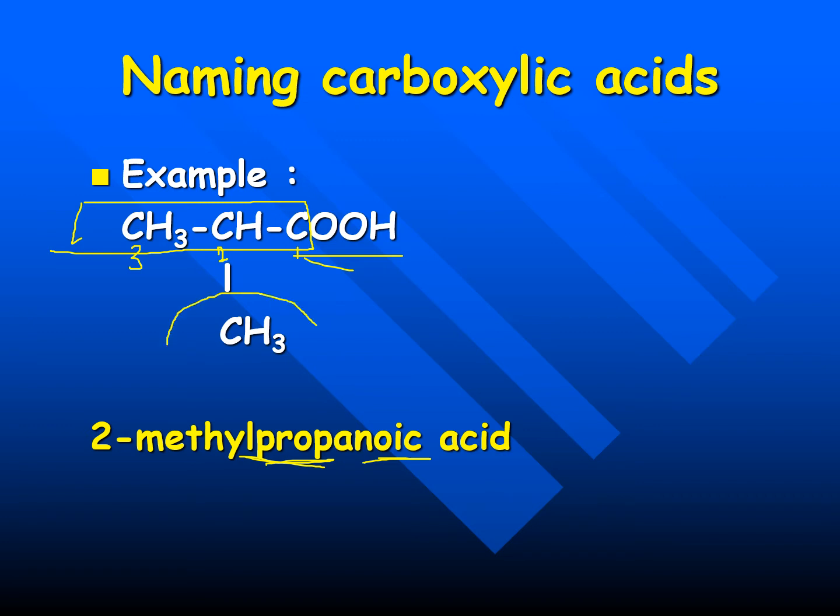Seterusnya, ini apa pula ni? Ada satu lagi carbon. Yang ini kita panggil sebagai branch ataupun cabang. Ada satu carbon saja. So, namanya ialah met. Kenapa il? Sebab dia branch. And where is the methyl? At carbon number 2. That's why the name is 2-methylpropanoic acid. Antara nombor dengan perkataan mesti ada sengkang.